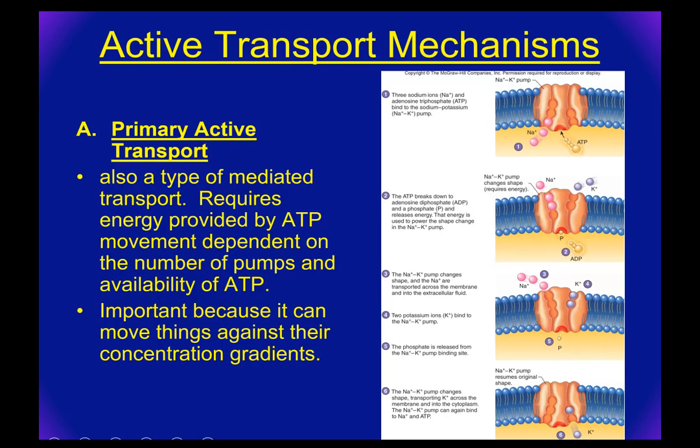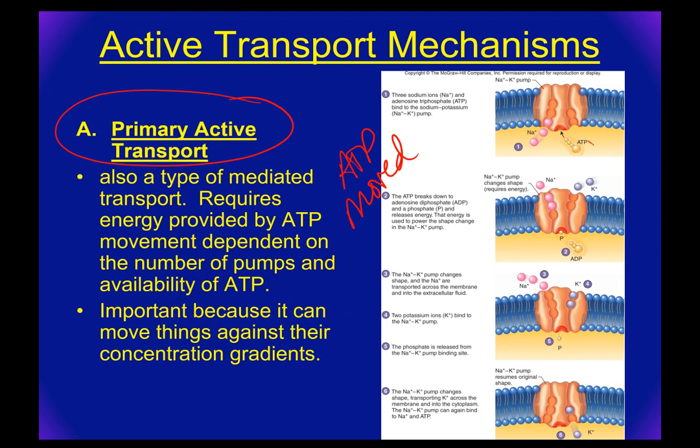So we've got basically three types of active transport. Primary active transport, okay, means that we are actually getting ATP, breaking it down, and then using the energy that we've gotten from that ATP to move something against its concentration gradient. Movement is often dependent on how many pumps are available, but the pump itself has to have at least two binding sites, one for the ATP and one for the thing being moved.